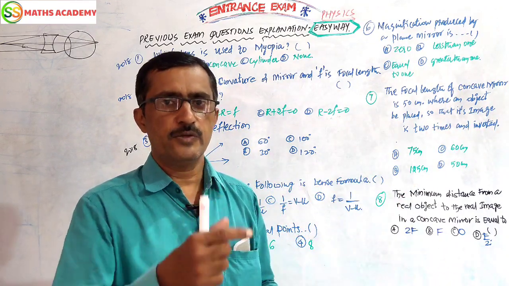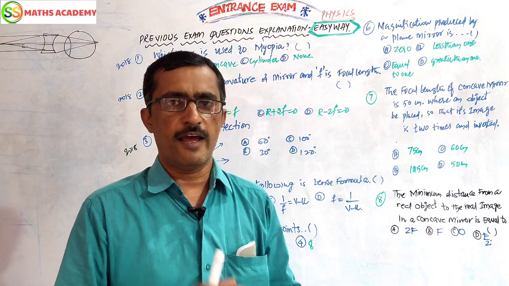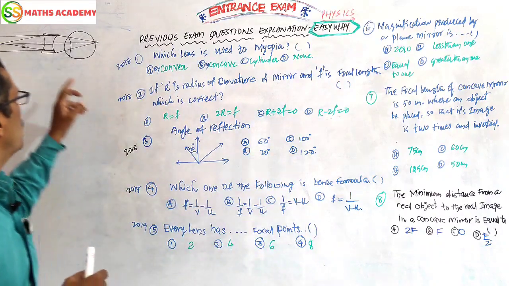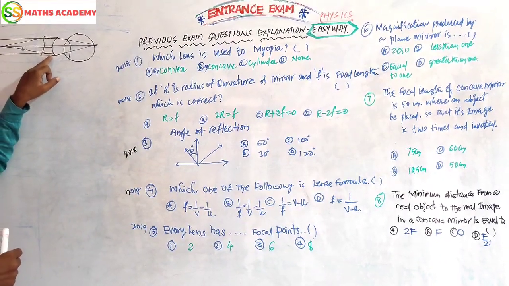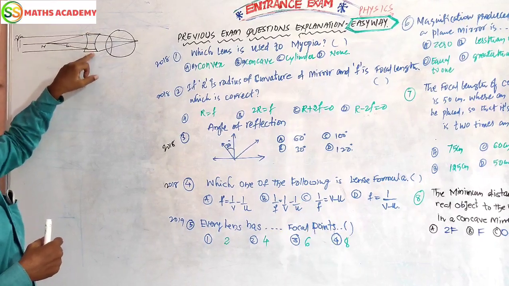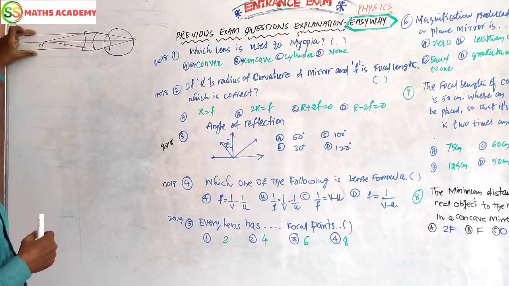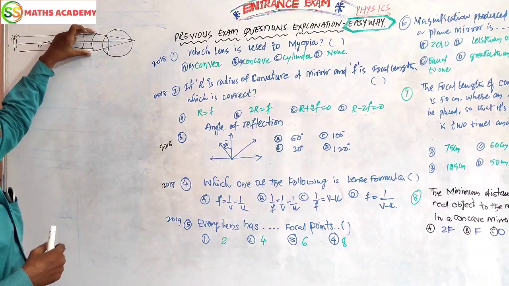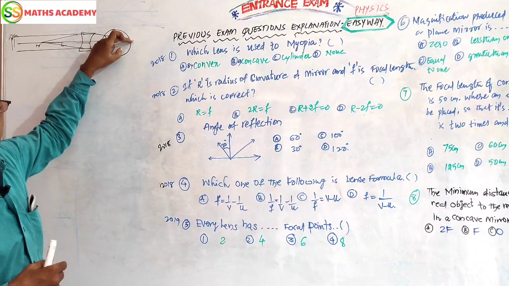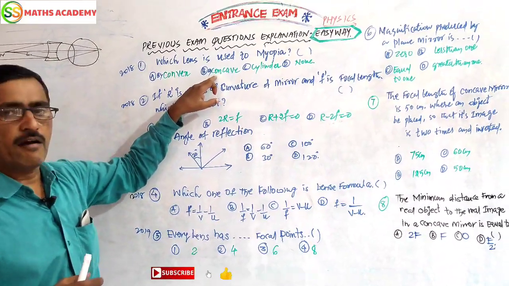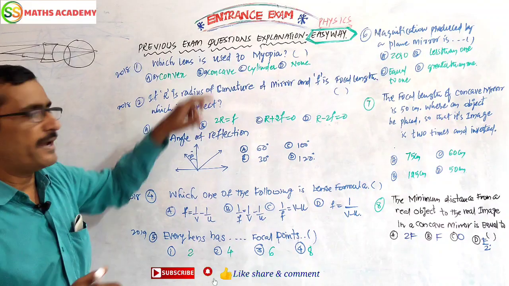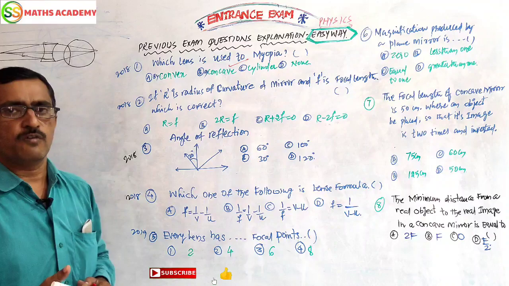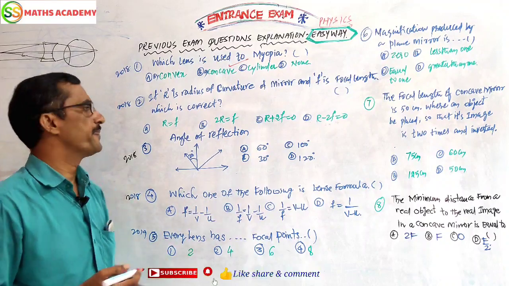But when we use the double concave lens, what will happen? The image is formed exactly on the retina. As shown in the figure, we are using a double concave lens. The light rays coming from the long distance object form the image exactly on the retina. So biconcave lens is the correct answer. That's why biconcave lens is useful for correction of myopia.